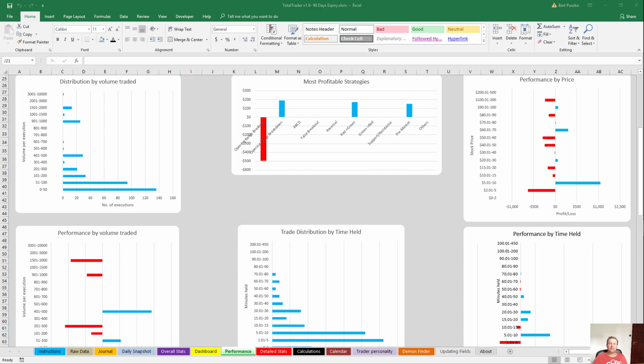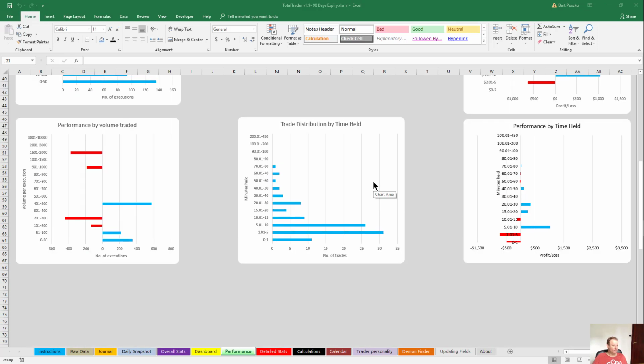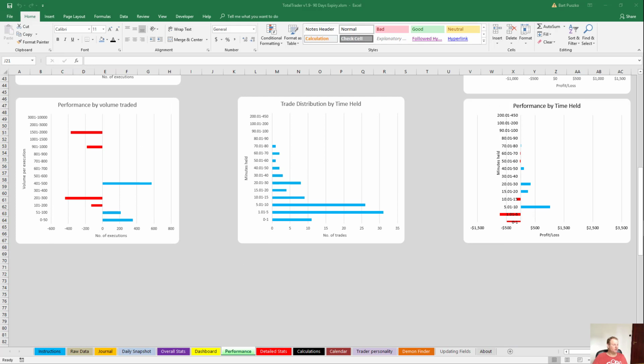And then the last three, your performance by volume traded. So this is similar to the one up on top, but this one just now tells you when you trade a volume of, I don't know, 200 to 300 shares, I lose $400. When I trade slightly larger size, I tend to make better gains. So you just have to have a look and see maybe you're going too small size, maybe you're going too big size.